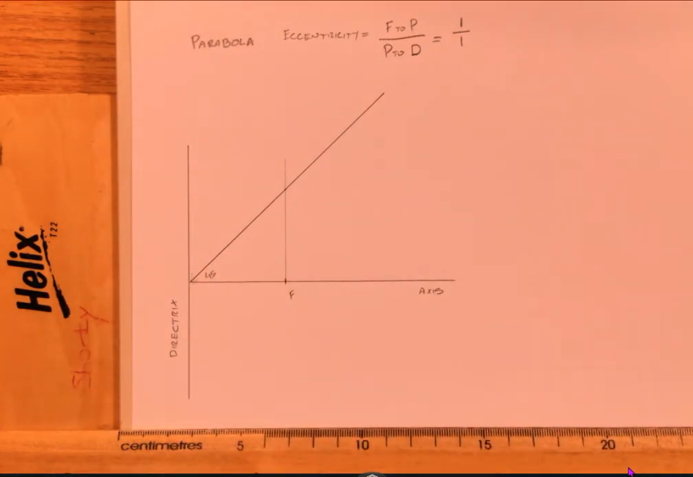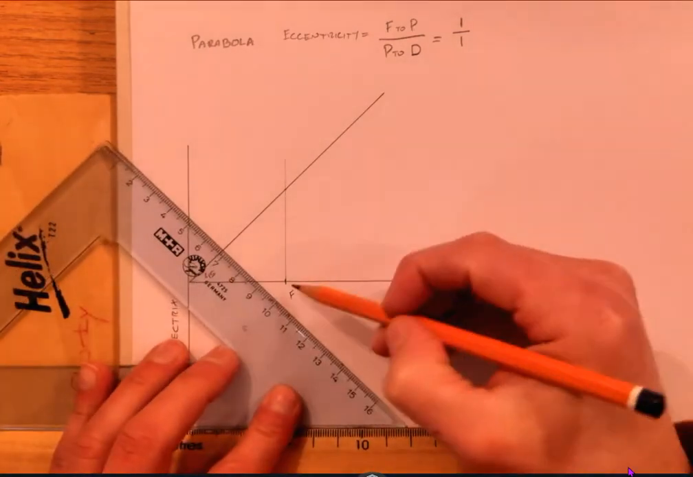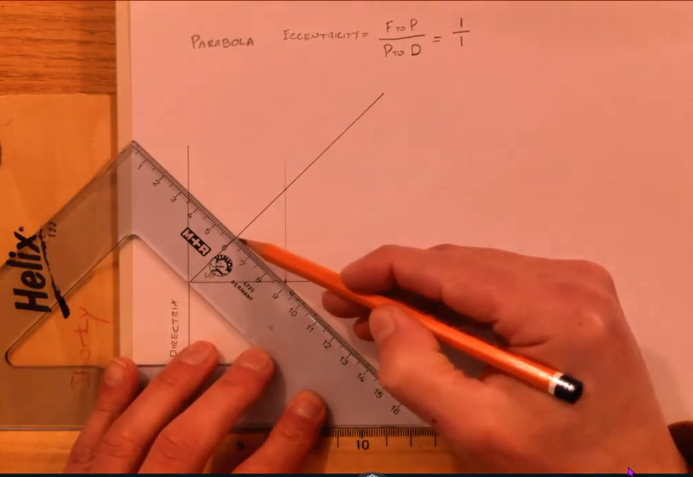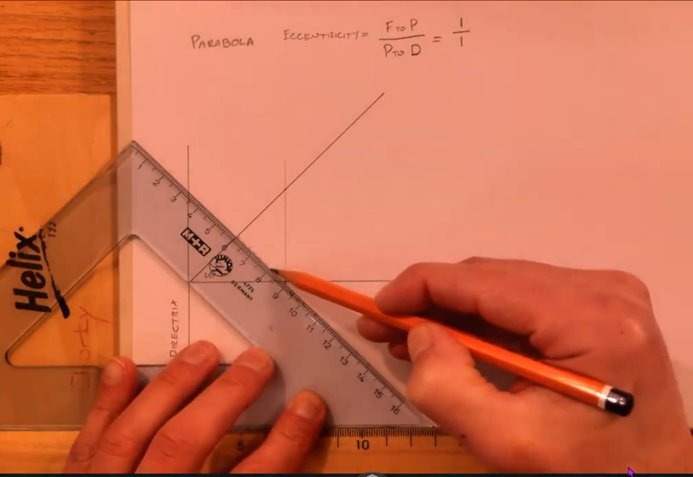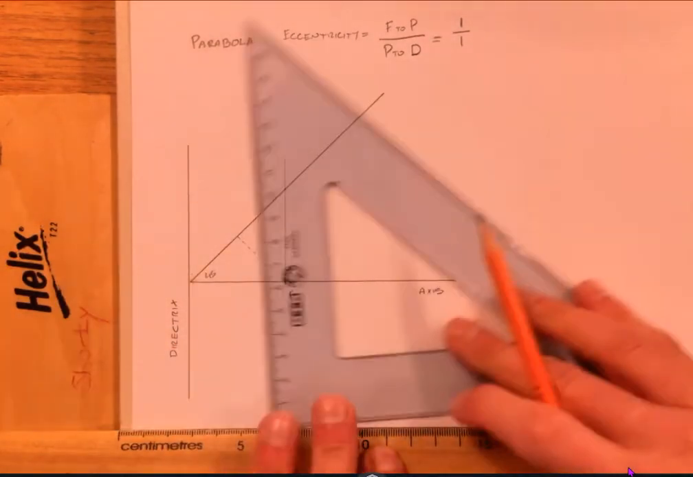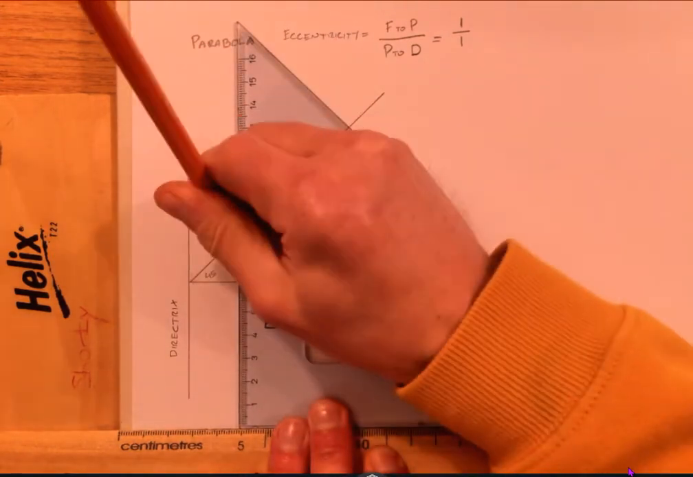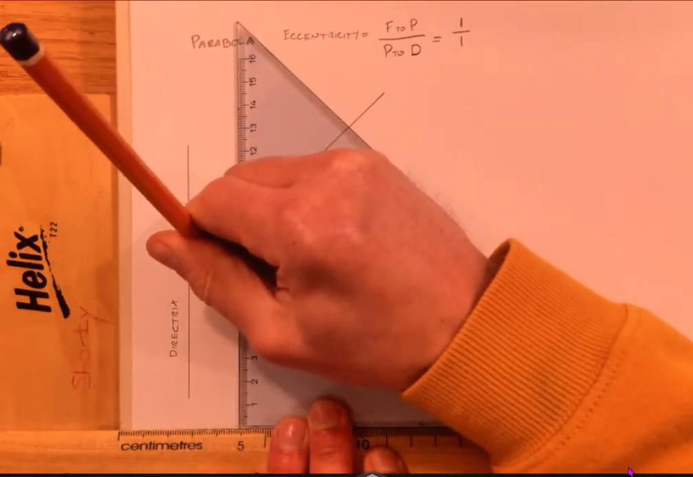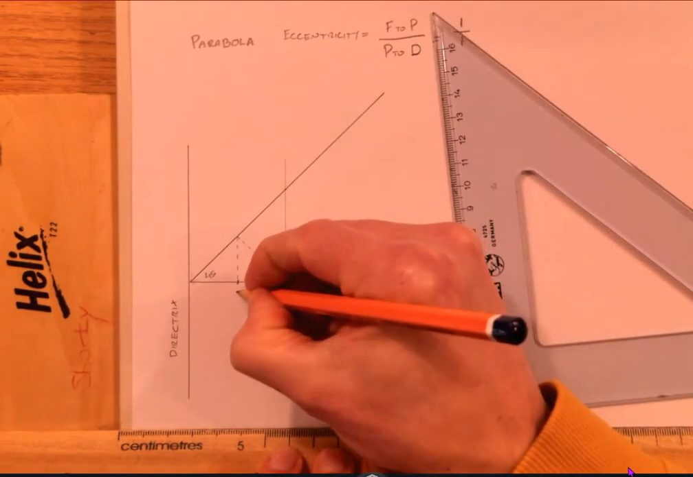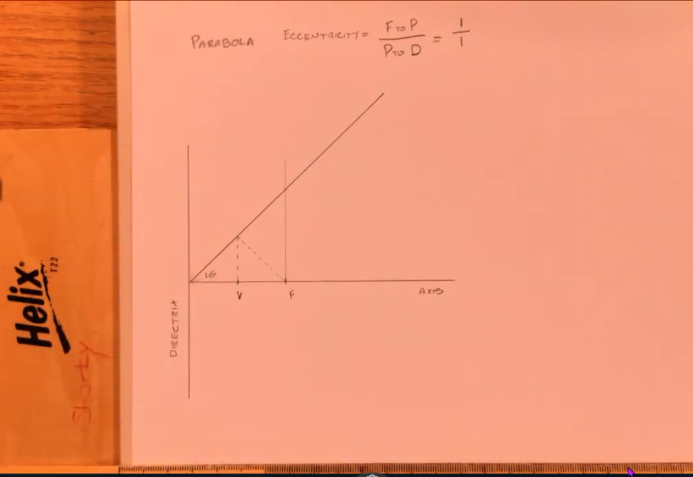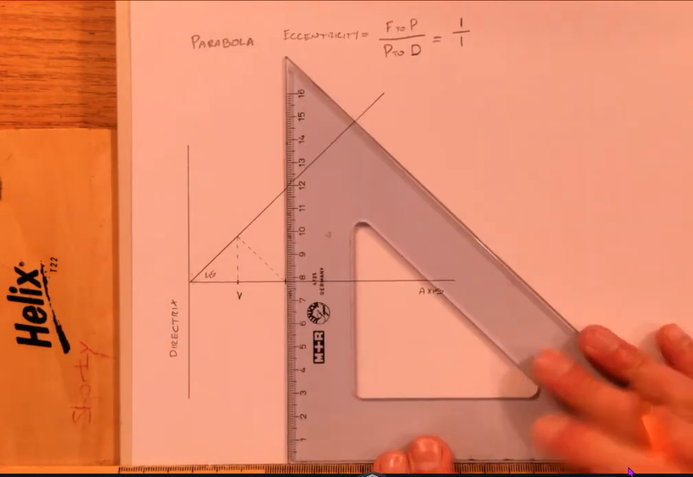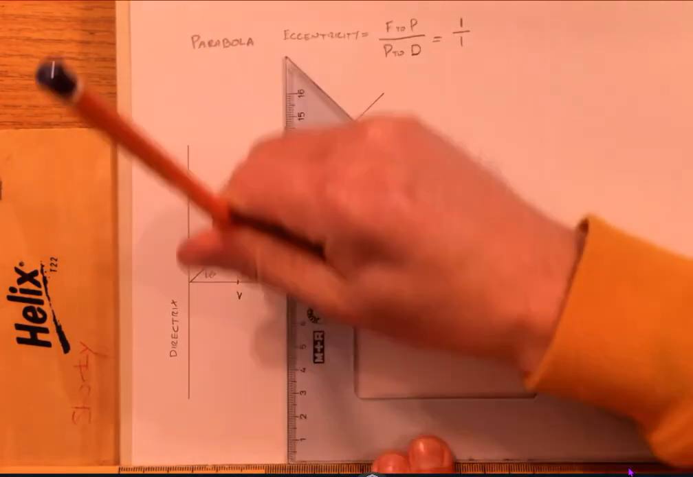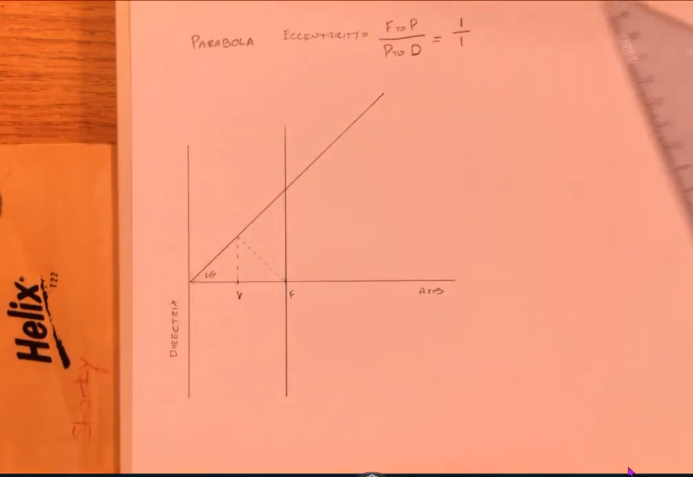To find the vertex, so the vertex is the top of the curve or the end of the middle point of the curve, we just come at 45 degrees to hit the eccentricity line, and we come down vertically. That is our vertex. We have what's called the focal line that comes straight through the focus. So a vertical line that comes through the focus. And as I said, we call that the focal line.